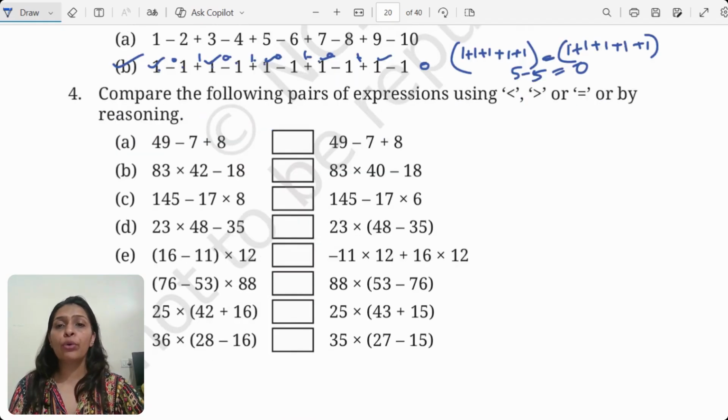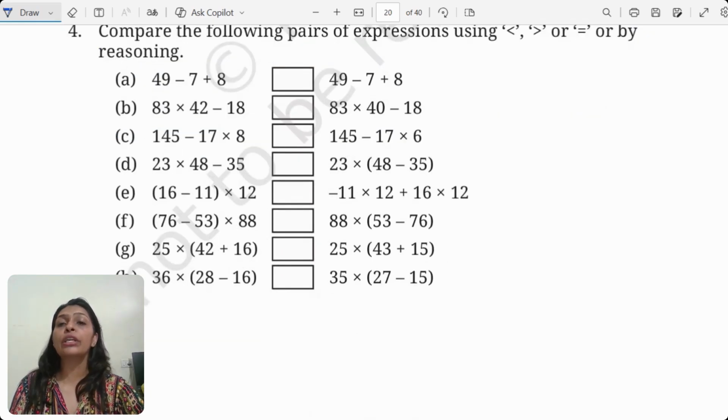Now, question number 4, we have to compare the following expressions using greater than, less than, or equal to sign. Again, let's do it by reasoning. We don't have to get an exact answer, but we need to reason it out. So what is happening here? 49 minus 7 plus 8. And what is written here? 49 minus 7 plus 8. They are identical. When the expressions are identical, their answers are also going to be identical. So the first one is equal to.